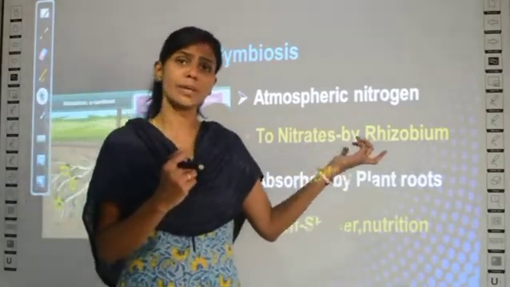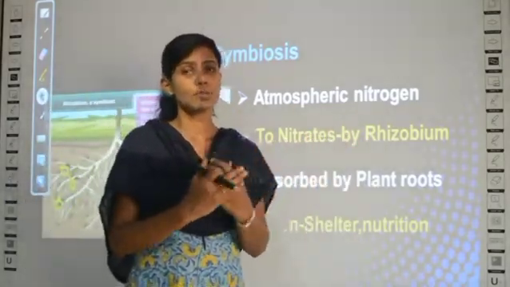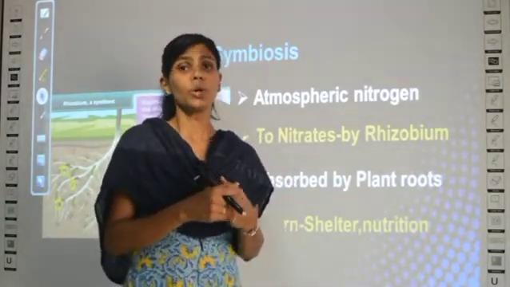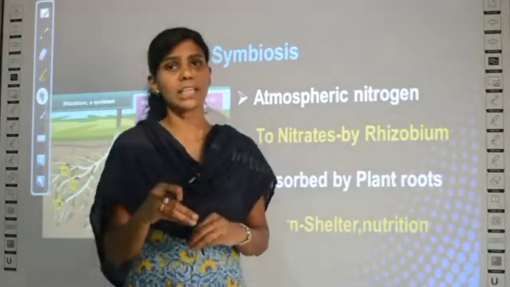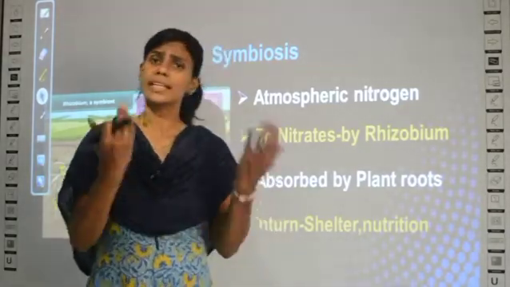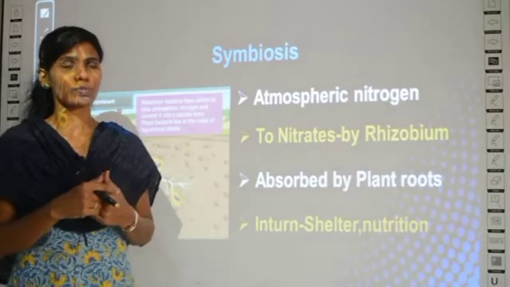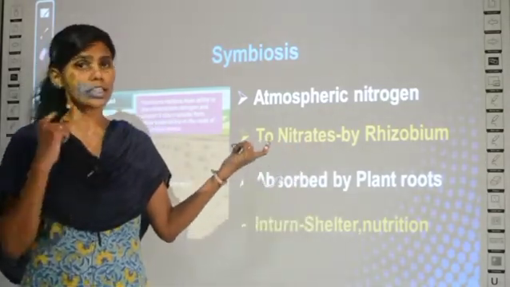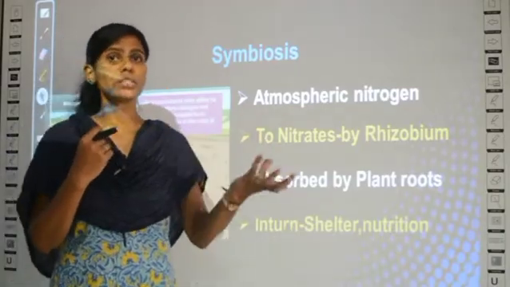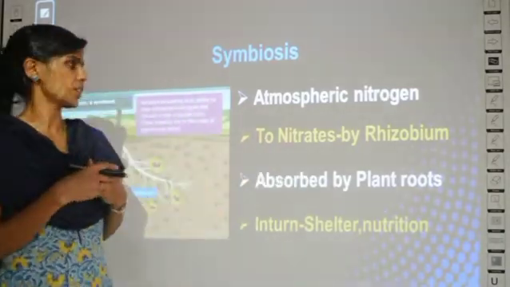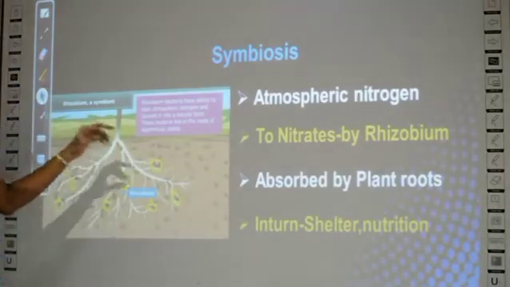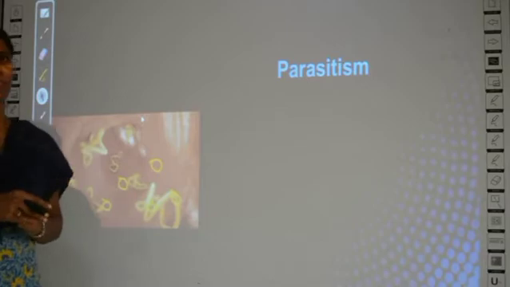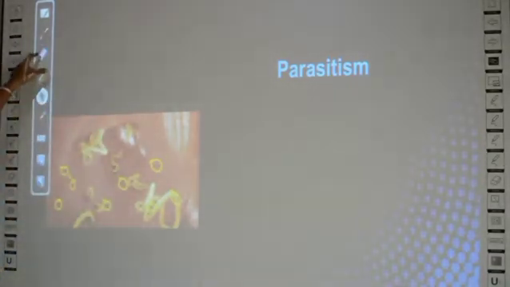How is the plant benefited? Leguminous plants are poor in taking nitrogen from the soil, so the presence of this rhizobium bacteria will help them get nitrogen from the atmosphere in the form of nitrates, because rhizobium bacteria has the property of converting atmospheric nitrogen gas into nitrates. So this is how both are benefited in a symbiotic relationship. The next type of relationship is parasitism.